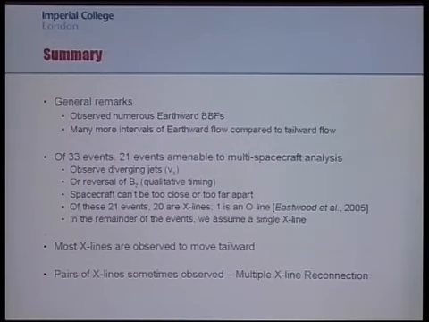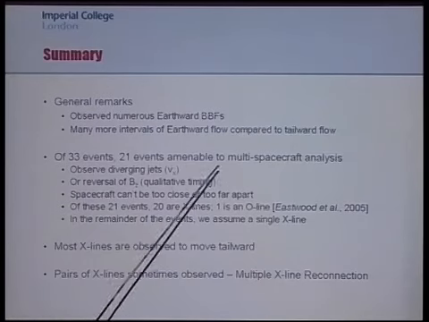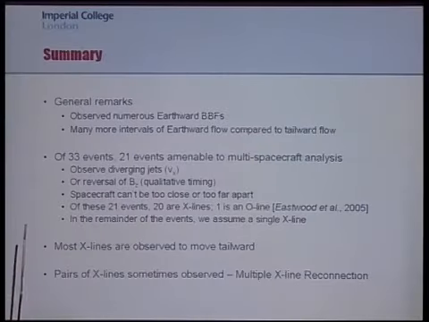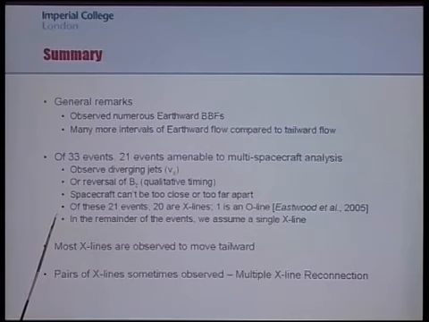And then with the multi-spacecraft data, you can do an analysis and really try and see, do the jets and the structure fit an X-line? There are various other technical issues that I won't go into, which means that you can't do a multi-spacecraft analysis on all these events. But on the ones you can do, almost all of them are an X-line, and one was an O-line. So basically, these events are X-line crossings.